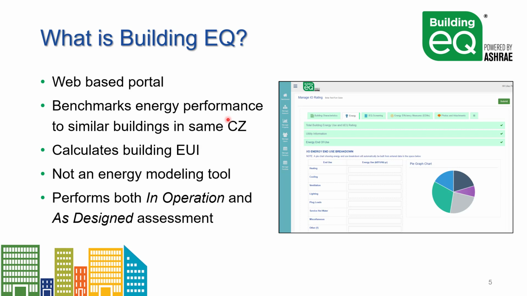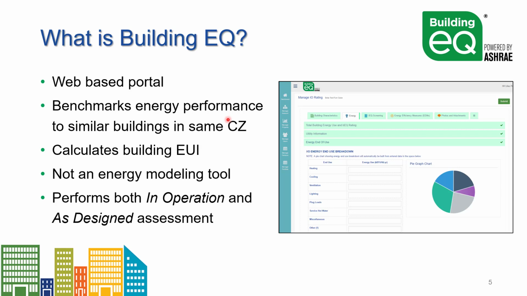Is it better? Is it worse? If it's better, you can celebrate it. You could get an ASHRAE Building EQ award. If it's worse, then we're starting a conversation about how to make that building raise its performance to meet your expectations. So it calculates an EUI in the background, and that's an energy use intensity. It's how many BTUs of energy you are using per square foot per year, and we compare it to other buildings in your climate zone that have a similar use.